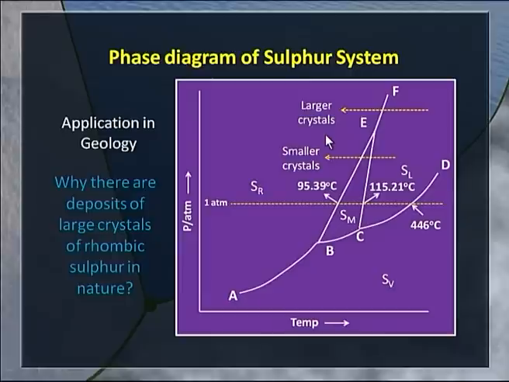We are trying this in the lab also. If you want to grow a crystal of, say, copper sulfate or sodium chloride, we have to slowly grow it, taking a saturated solution, and then without disturbing, it will grow into larger crystals. Similar thing must have happened in nature, where you had sufficient time and conditions favorable for the growth of larger crystals of rhombic sulfur.